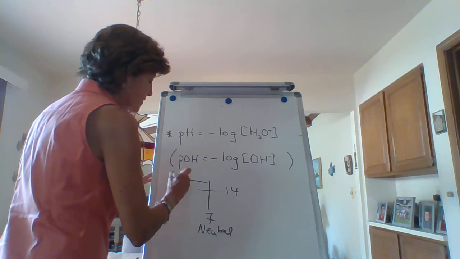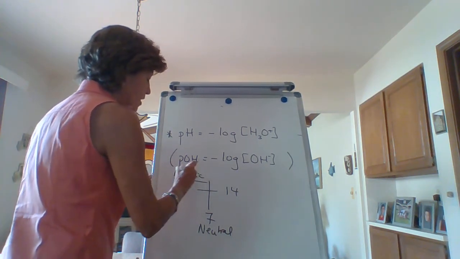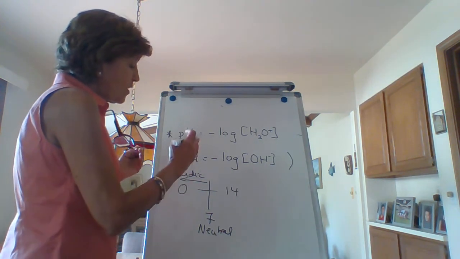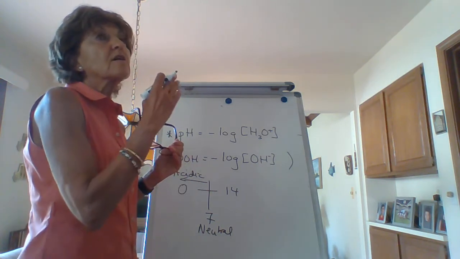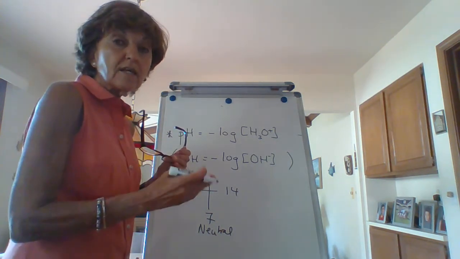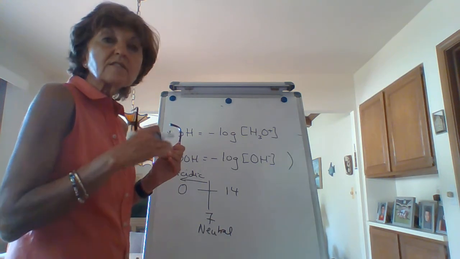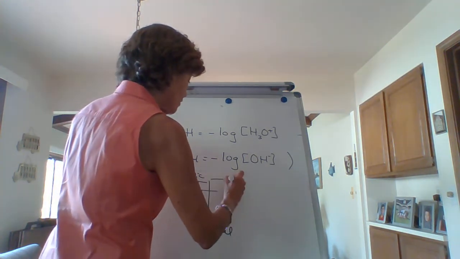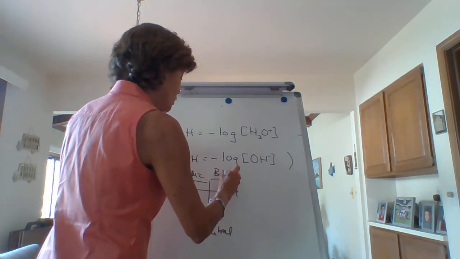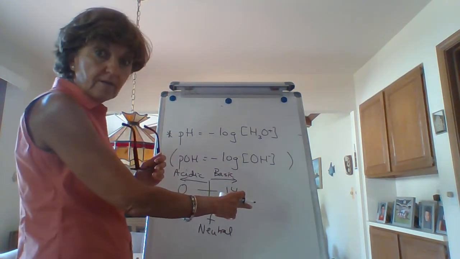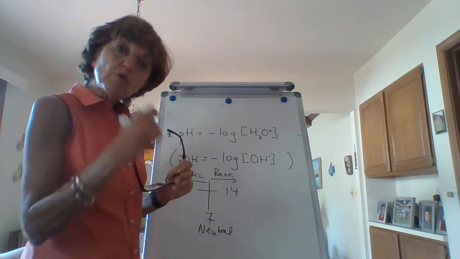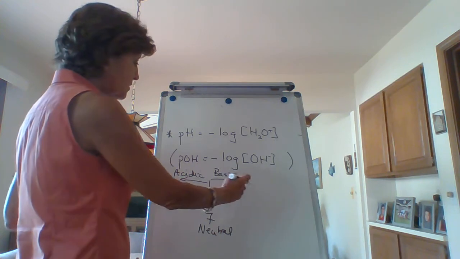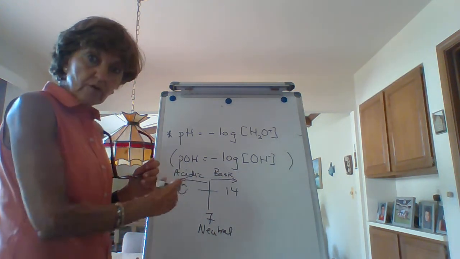Anything below 7 is acidic. So as you go down, it becomes more and more acidic. So 7 is 10 times less acidic than 6. A pH of 6 is 10 times more acidic than 7. Now, as you go above 7 all the way to 14, it's basic. Which is the most basic? 14. So 14 is 10 times more basic than 13. All right, as you go this way. But this way, the lower the number, the more acidic it is.